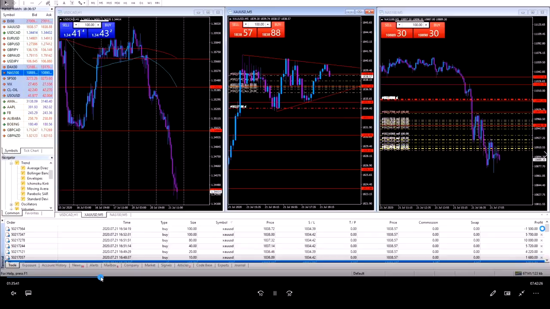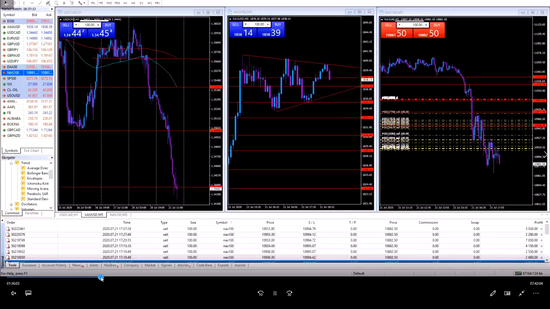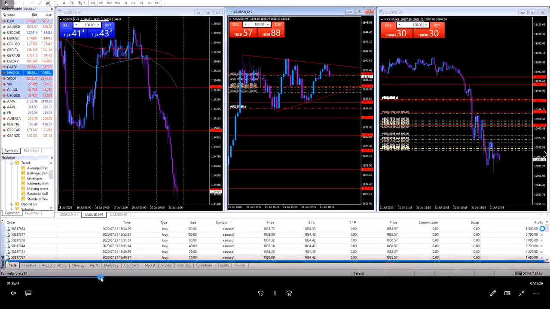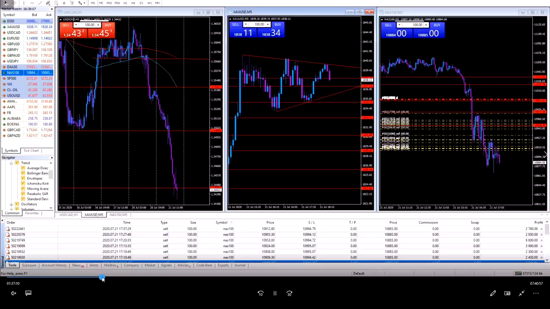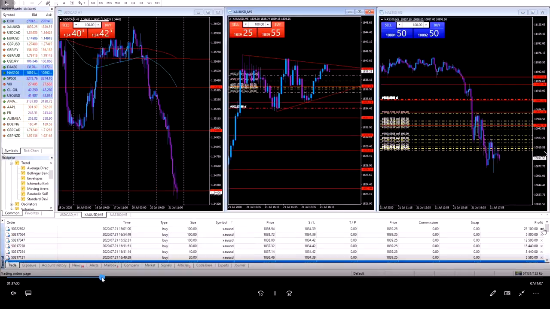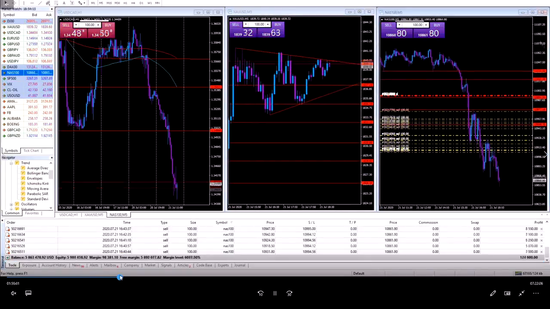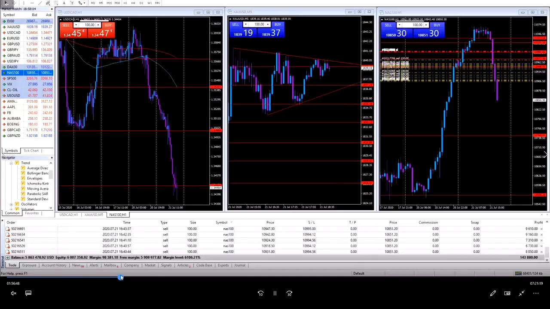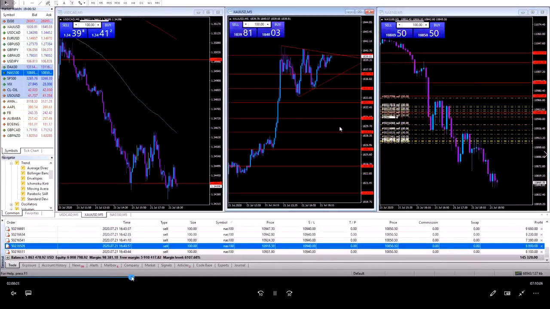I was like, okay, this thing wants to go to the bottom of this triangle wedge or whatever, this channel. So I was closing it with a small profit and just waiting to see what it does next. And Nasdaq was just slashing, just falling and falling.